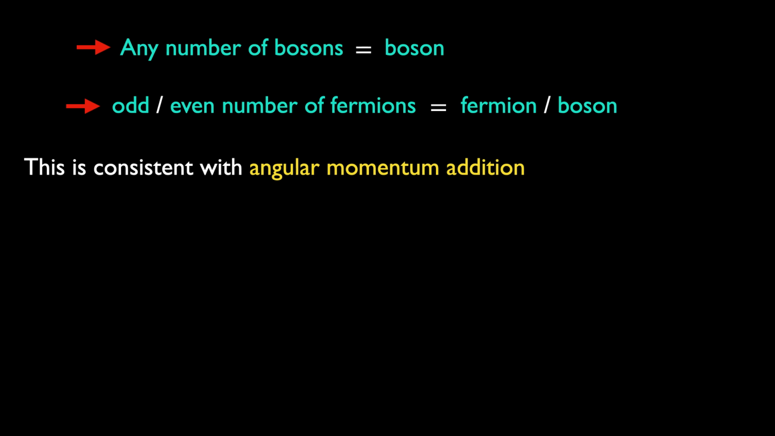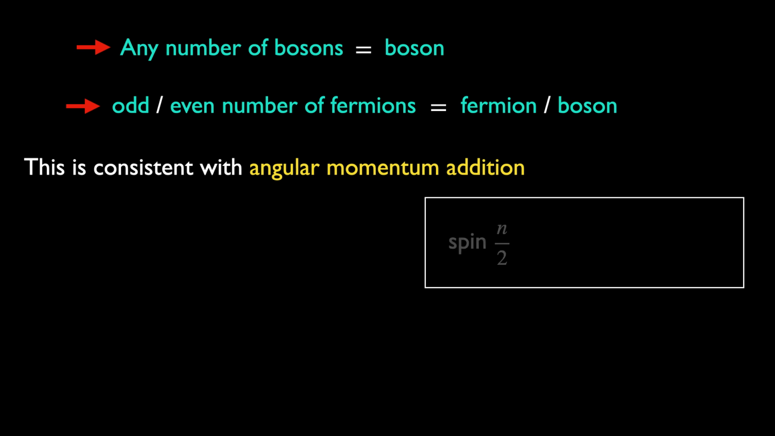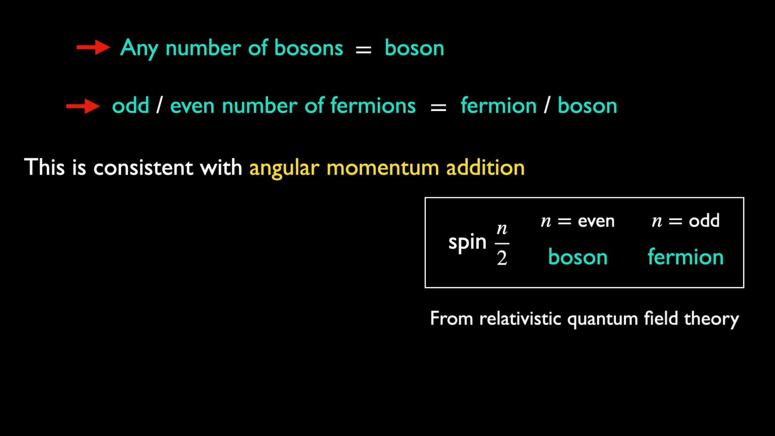An important result from relativistic quantum field theory, known as the spin statistics theorem, states that particles with spins that are of integer values are bosons, while those with half-integer spins are fermions. If we write spin as an integer n divided by 2, then n is even for a boson and odd for a fermion.